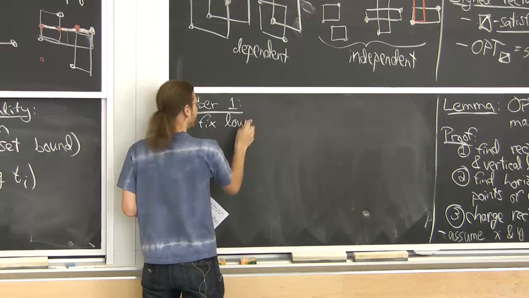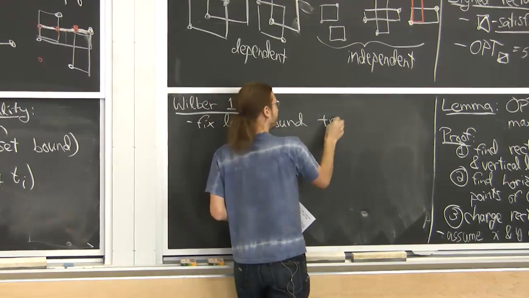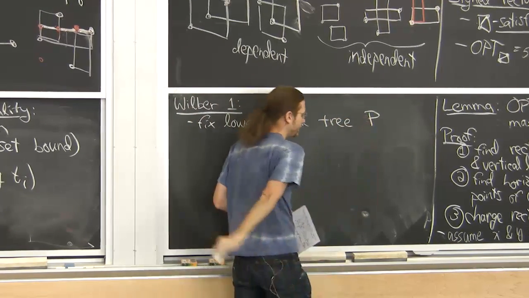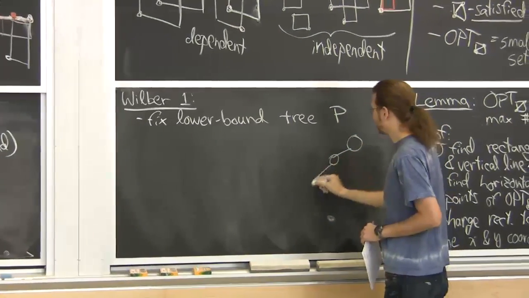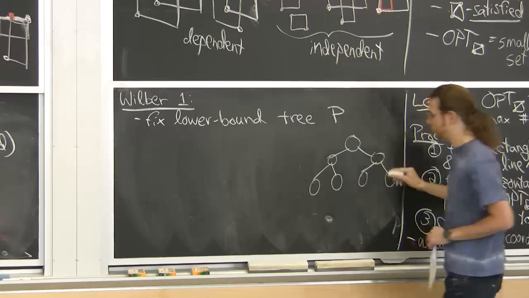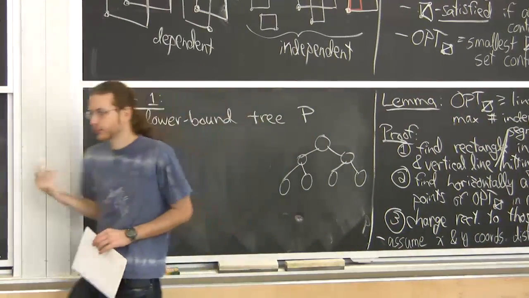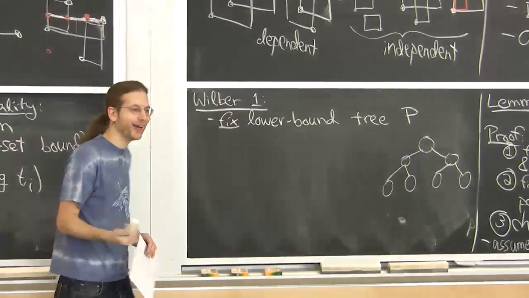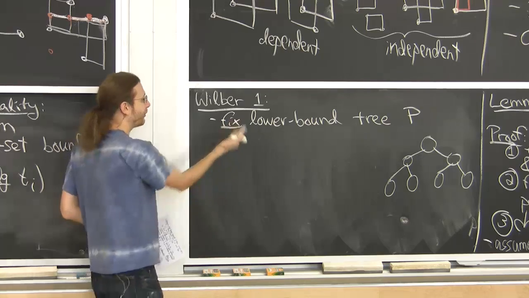We're going to fix something called a lower bound tree. I'm going to call it P because it's basically going to be a perfect binary tree on my keys. This tree never changes. That's why I say fix. It is not the binary search tree you're looking for. It is not the binary search tree that you're interested in. It's just a thing to think about.